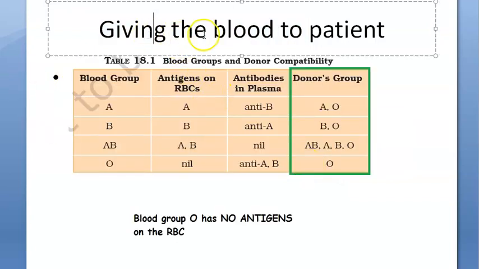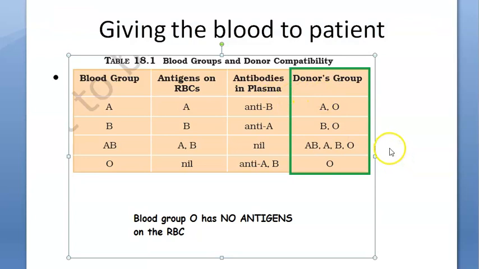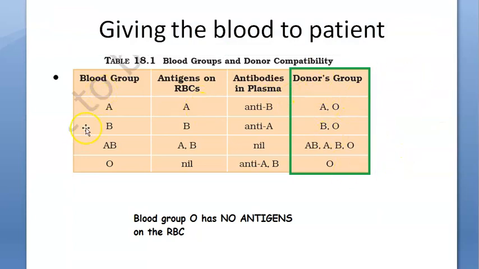No. You have to check whether it is compatible with the patient. Okay, so you will have to see who can give to whom and all that. So A can receive from A and O, B can receive from B and O, AB can receive from AB, A, B and O, O can receive from O.